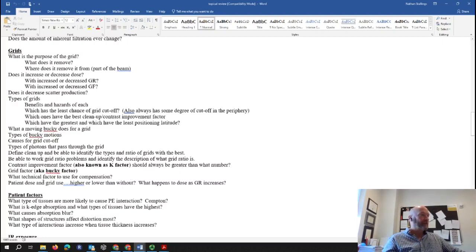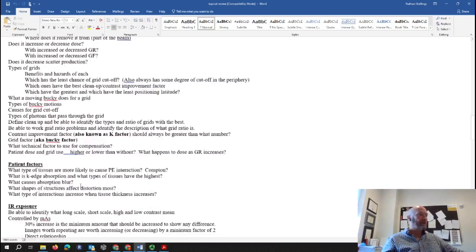So your Bucky factor will be given to you on the test. That is your grid factor. That is how much of a change in mass you will need to compensate for the presence of a grid or the increase in grid ratio. So you always compensate with a grid for a grid with mass, and your patient dose and grid use is always going to be higher with a grid than without. So as grid ratio increases, I've already walked through this, but as grid ratio increases, your patient dose increases as well.